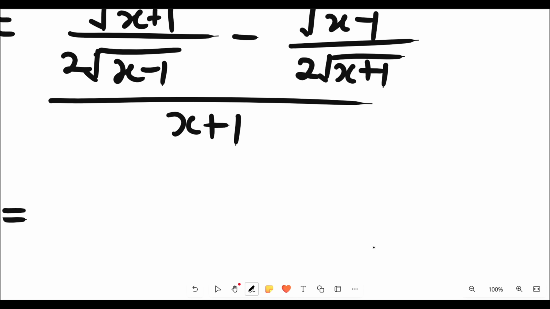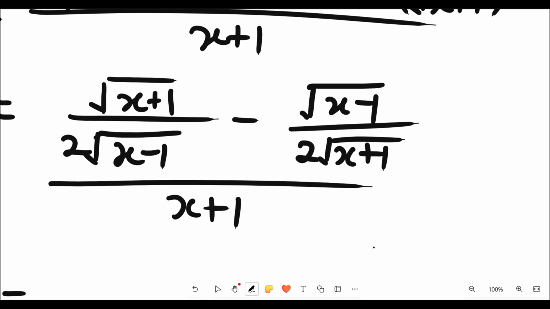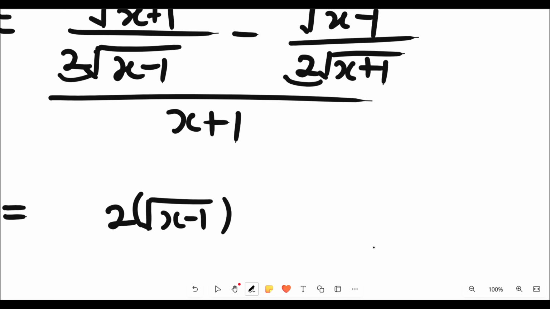So let us now simplify the numerator. Let us find the LCM for the numerator. So the LCM will be 2. So we have 2 here, we have another 2 here, so we pick one of them. Then this and this, we bring their product: square root of x minus 1 multiplying square root of x plus 1.